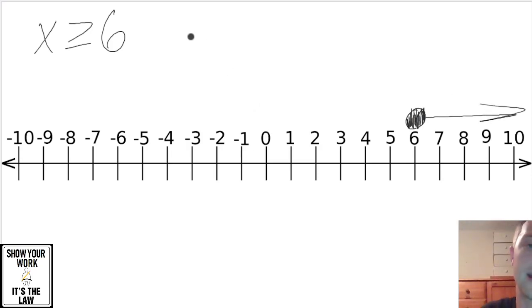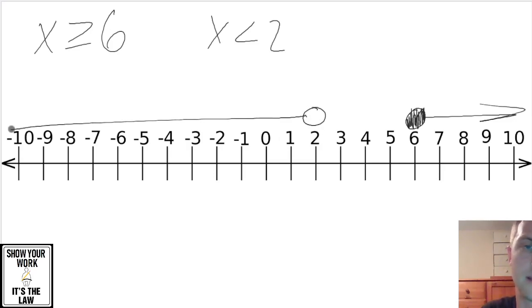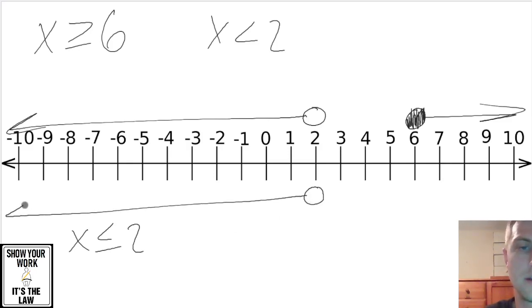What if we had x is less than 2? Well, find our 2 and go less than it. x is less than or equal to 2. Now it could be 2, so we do the same exact thing, but now we fill in our circle here.